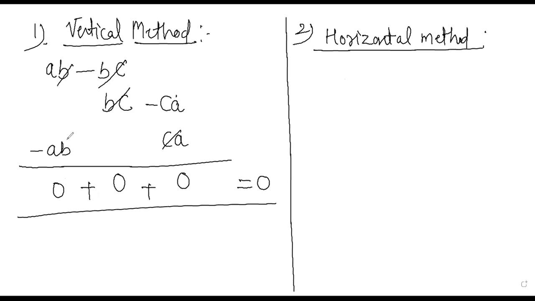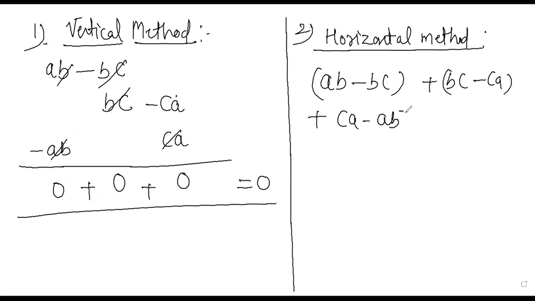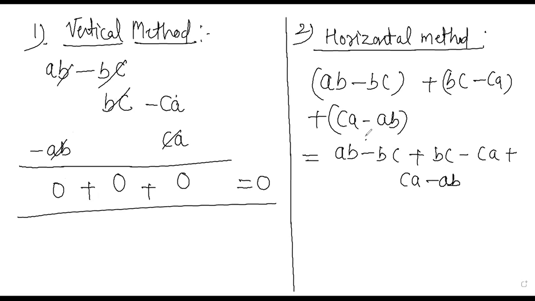Now, if you go for horizontal, then it will be solved this way. It's very easy. AB minus BC plus BC minus CA plus CA minus AB. Now open the bracket. AB minus BC plus BC minus CA plus CA minus AB. AB gets cancelled out, BC gets cancelled out, CA gets cancelled out. So everything gives you 0. I mean, all things will be cancelled out. So this is question number third, first part.